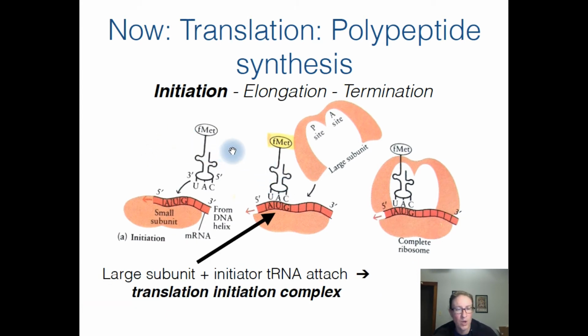And so once the large subunit, small subunit, and the initial tRNA are in place, that whole collective is referred to as the translation initiation complex. So there are 4 molecules here working together, right? 2 ribosomal subunits, a tRNA, and a messenger RNA forming this translation initiation complex.